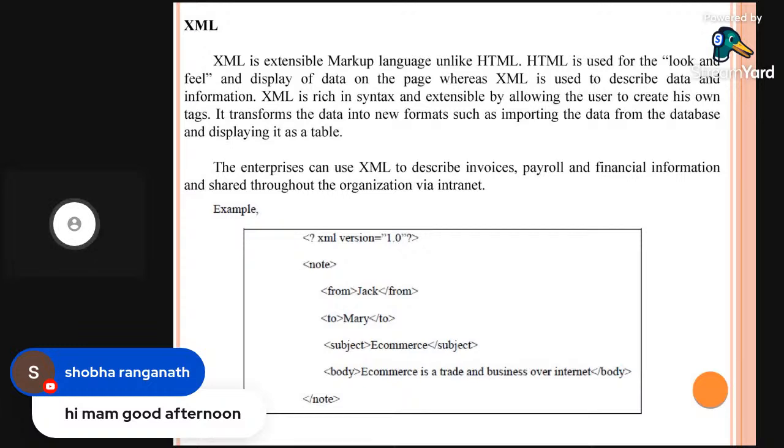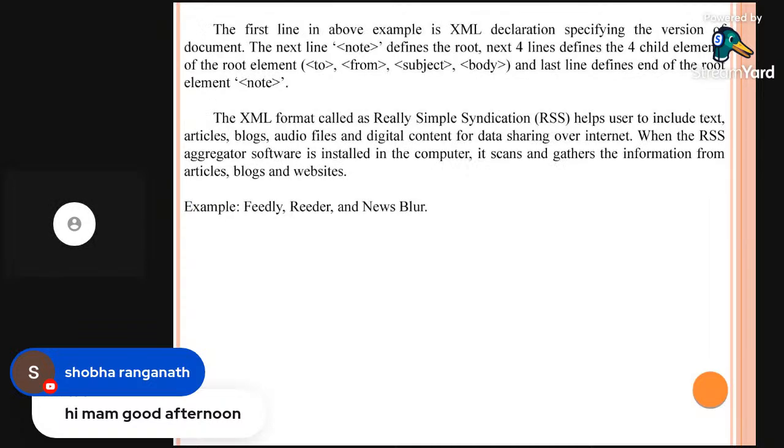This is called really simple syndication, or in general RSS, which stands for really simple syndication. This helps the user to include text, articles, blogs, files, and digital content for data sharing over the internet. Examples of such things include Feedly, Reader, and newsletters.